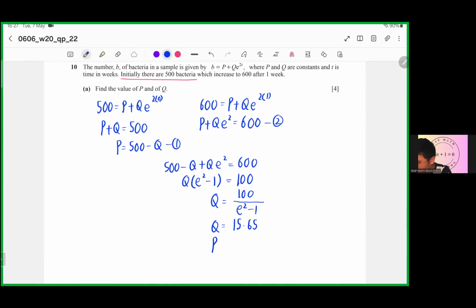15.65. And then we find the P. 500 minus 15.65 equals 484.35.